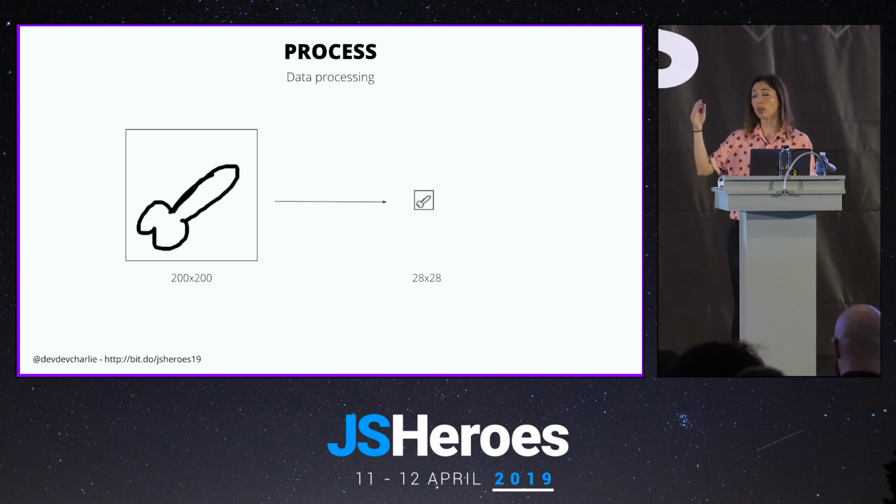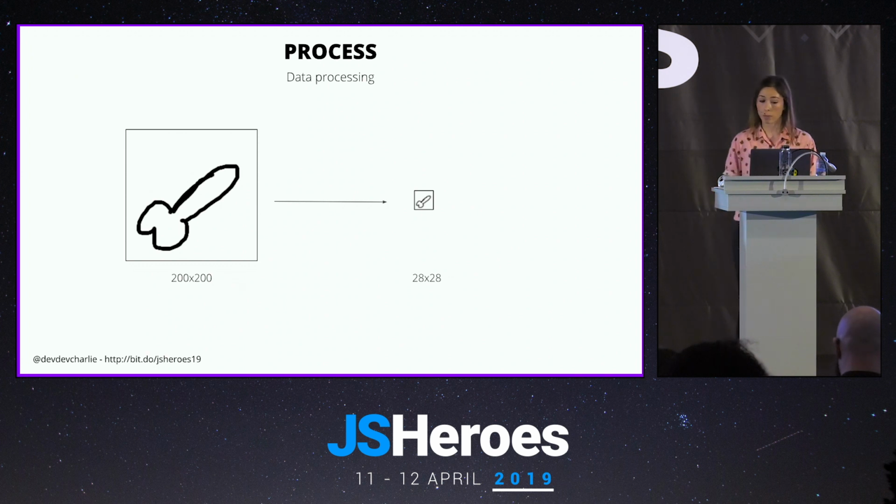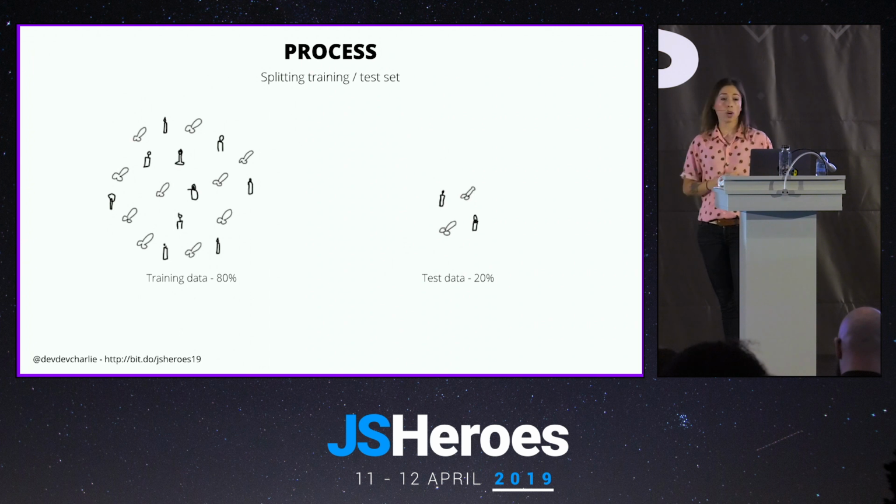Then you have to do data processing, because the QuickDraw data set image is 28 by 28 pixels, but when I drew it in the canvas, it was 200 by 200. And you have to have the data in the same format. So I just shaped it down to 28 by 28. And then when you have all your data together, 100% of it, you have to split it between training set and test set. So usually you do an 80%, 20%.